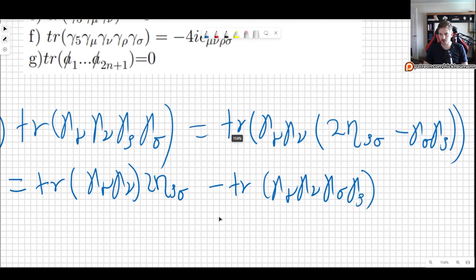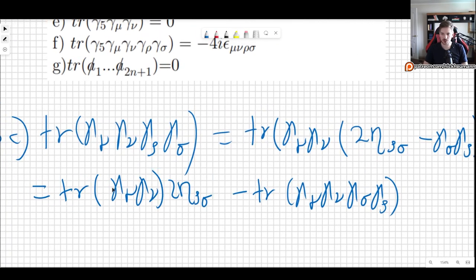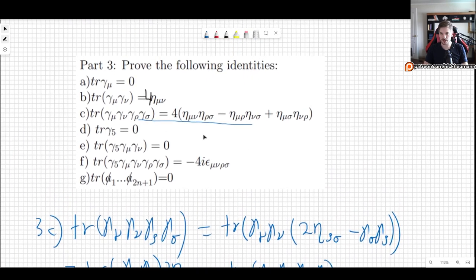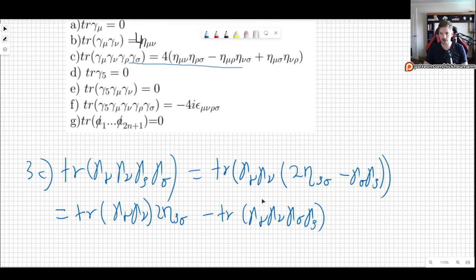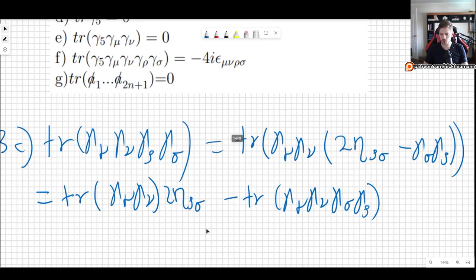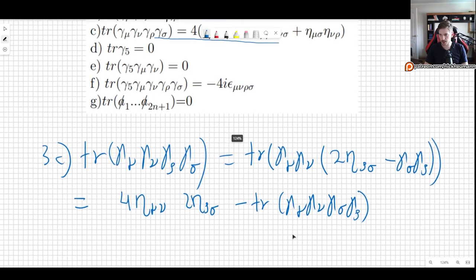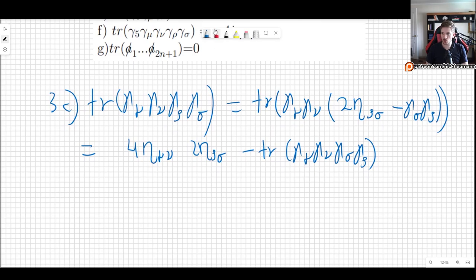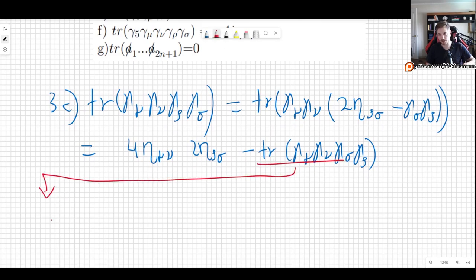Now, what about this first trace? Notice we have the trace of gamma mu, gamma nu. What is that? It is 4 times eta mu nu. So what we have here is 4 times eta mu nu. Okay, so now we need to see what this other thing is. So let's solve it and then plug it in.